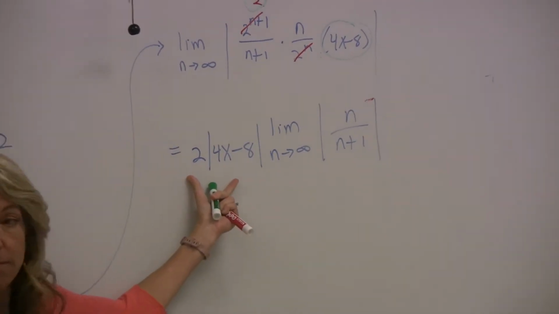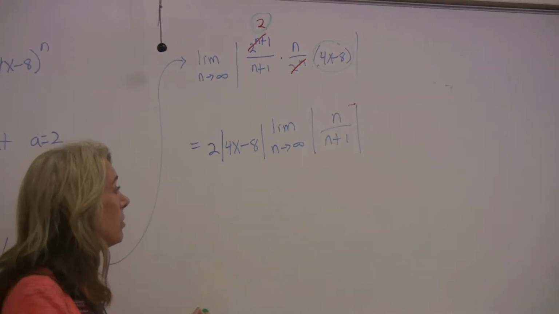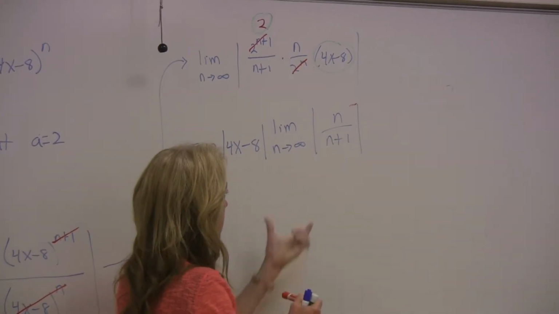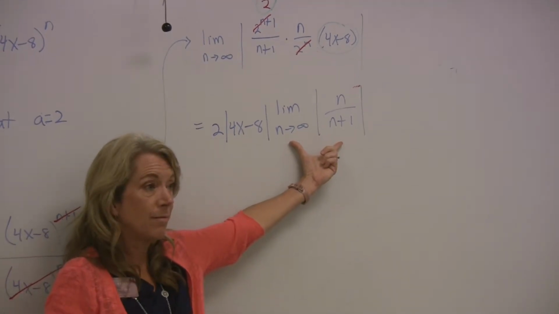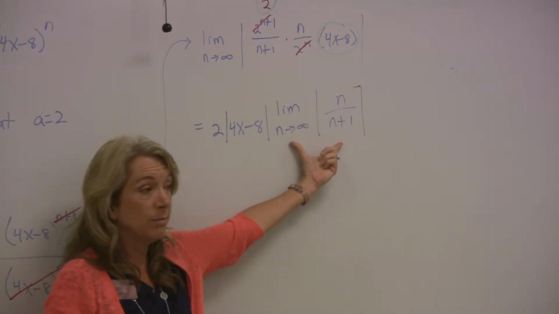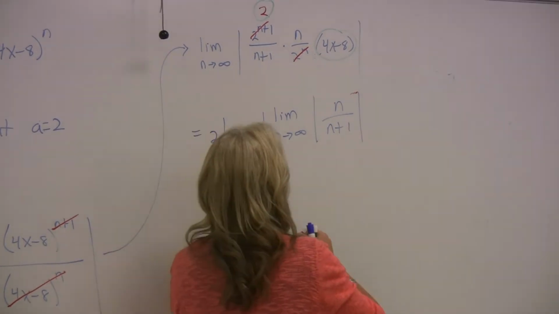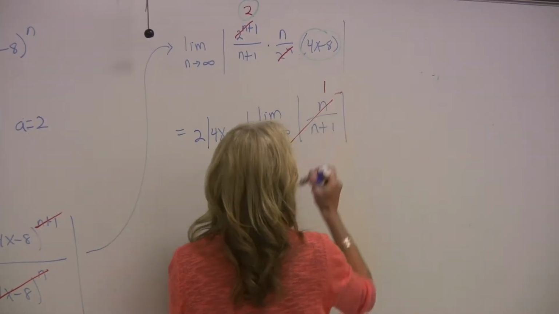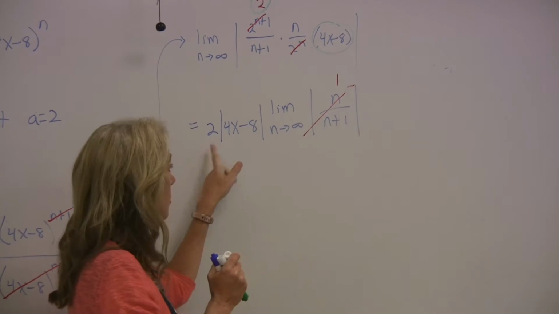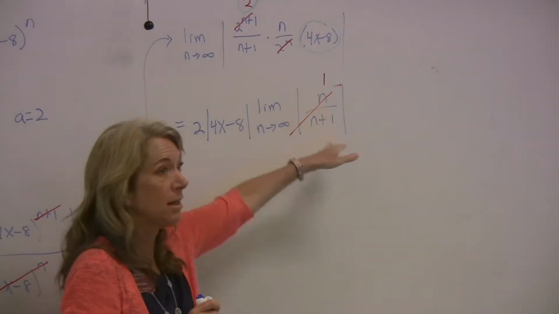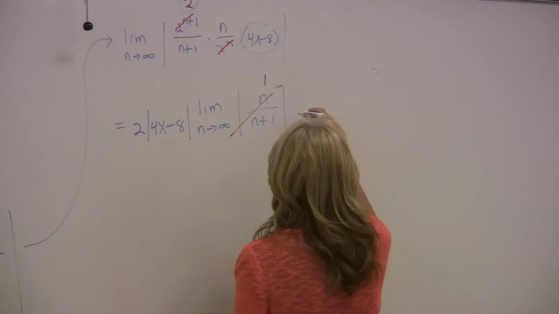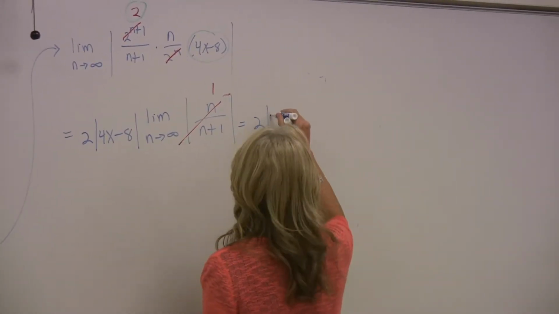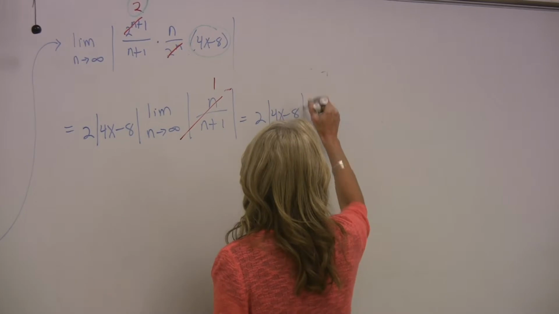Still all right? So now, can you find the limit of this part? Yeah? What's the limit here? Equal to 1, right? This part's just going to 1. So this whole thing is going to 2 times the absolute value of 4x minus 8 times 1. Which is 2 times the absolute value of 4x minus 8. That's my limit.